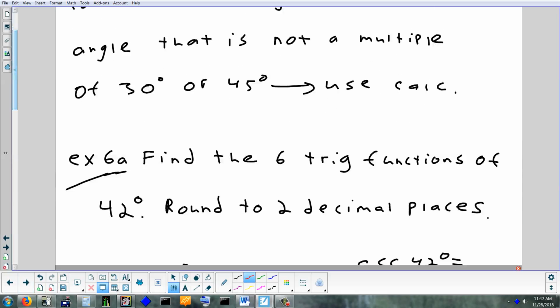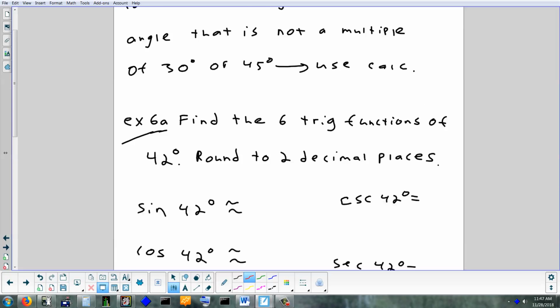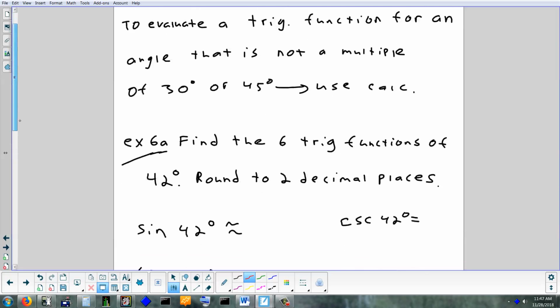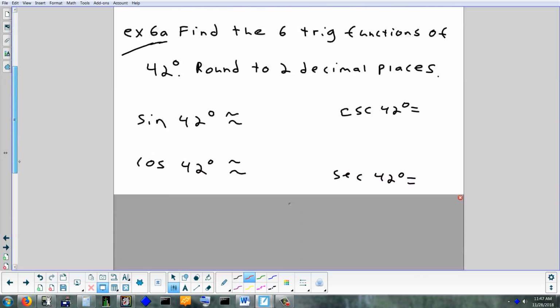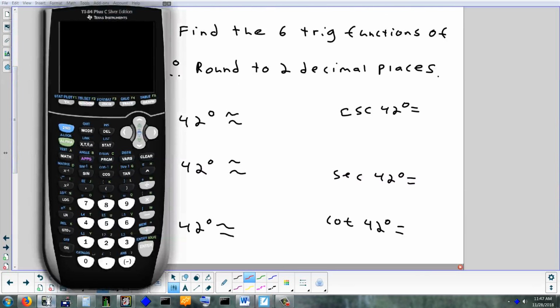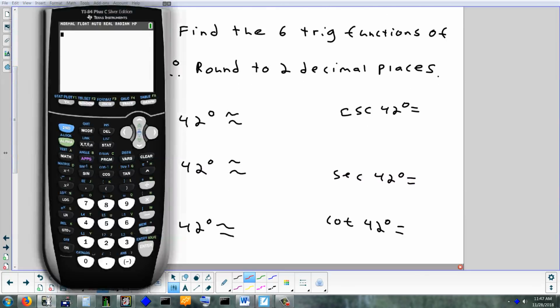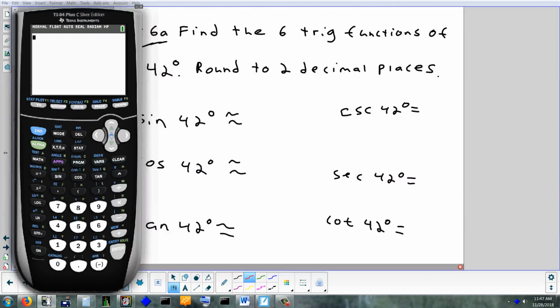So I could have had the calculators out for this part, but I think it's basic enough you can watch. Okay, so we're going to find all 6 trig functions of 42 degrees. First thing I have to do is look at my calculator and decide if it's ready for me to plug stuff in. If I plug stuff in now, it's going to come out wrong. Does anybody know why my calculator is not ready to do this problem? Does it say radian up top? Yeah, it says radians.